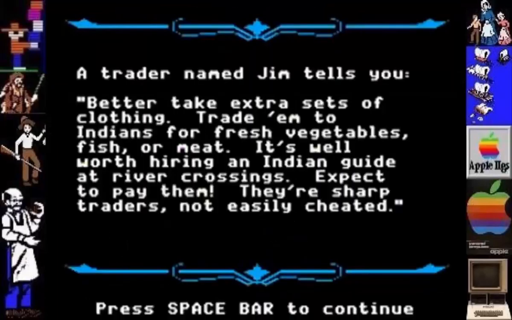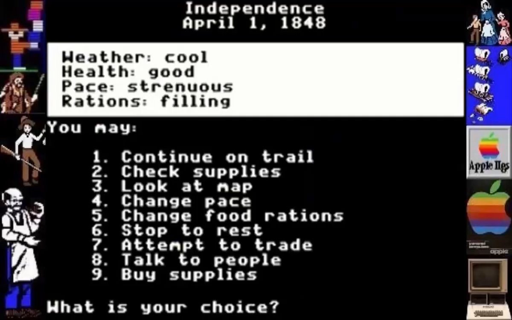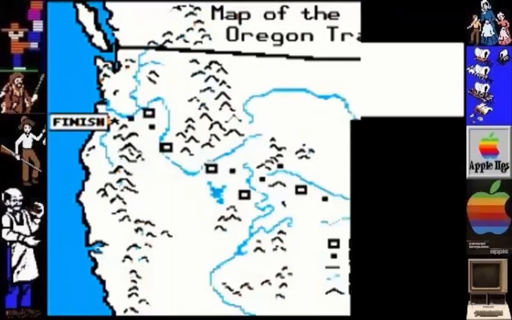A trader named Jim tells you, better take extra sets of clothing. Trade them to Indians for fresh vegetables, fish, and meat. It's well worth hiring an Indian guide at river crossings. Expect to pay them. They're sharp traders, not easily cheated. Aha! See? I'm going to be talking 3 times. Okay, we don't want to try and buy supplies, so let's look at this map and think about it.